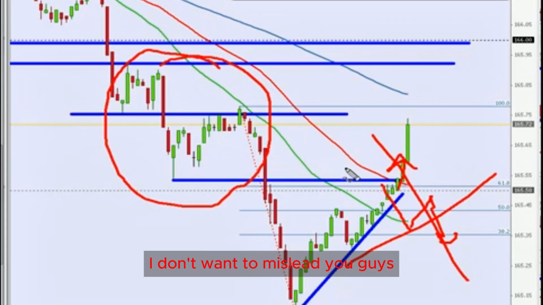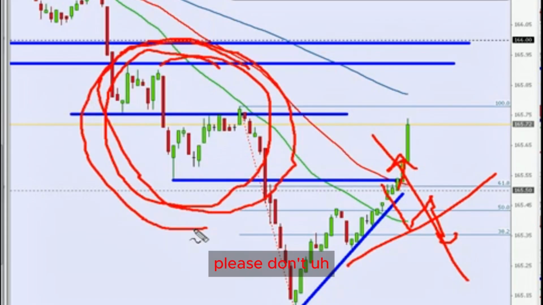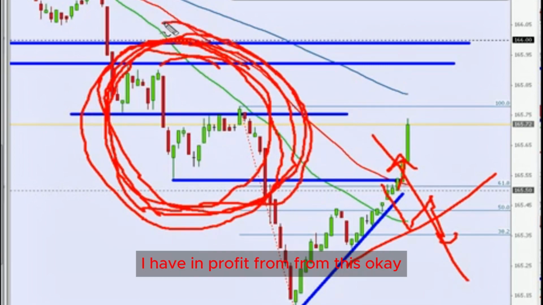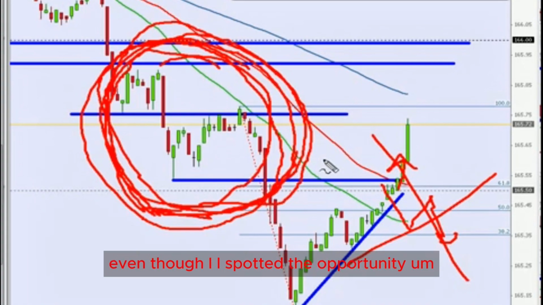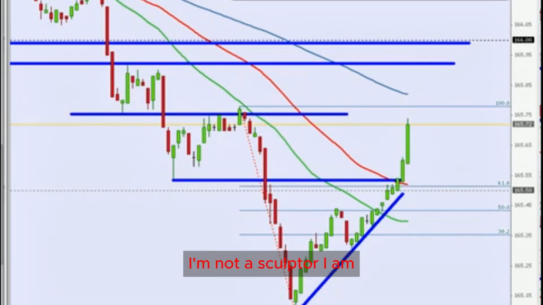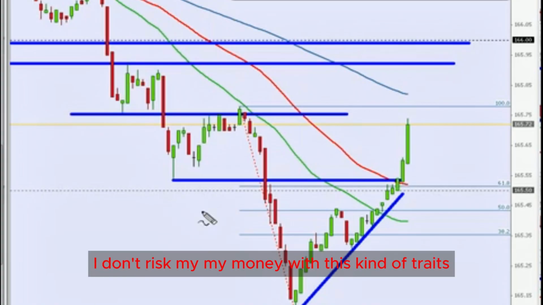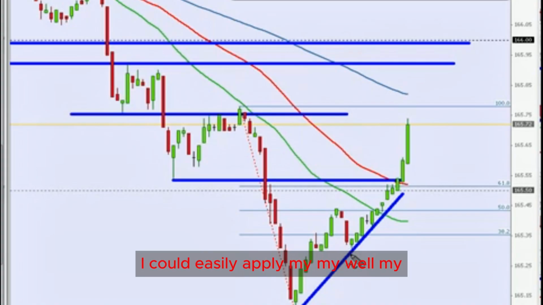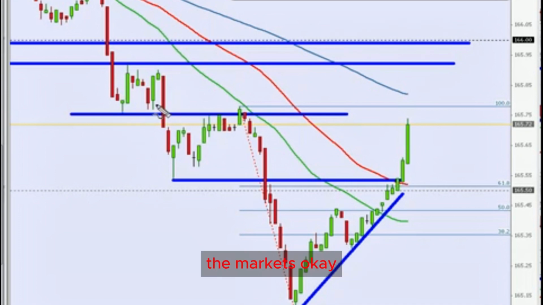I don't want to mislead you guys. I did not take this trade, okay? I have no reason to lie here or anything. I haven't profited from this, even though I spotted the opportunity. I don't take trades off the 5-minute charts. It's just not my area of expertise, okay? I'm not a scalper. I am not a good scalper, so I don't risk my money with this kind of trade. But nonetheless, anyone who's proficient enough in this kind of trading could easily apply my system, my techniques, my trading approach, however you want to call it, to scalp the markets, okay?